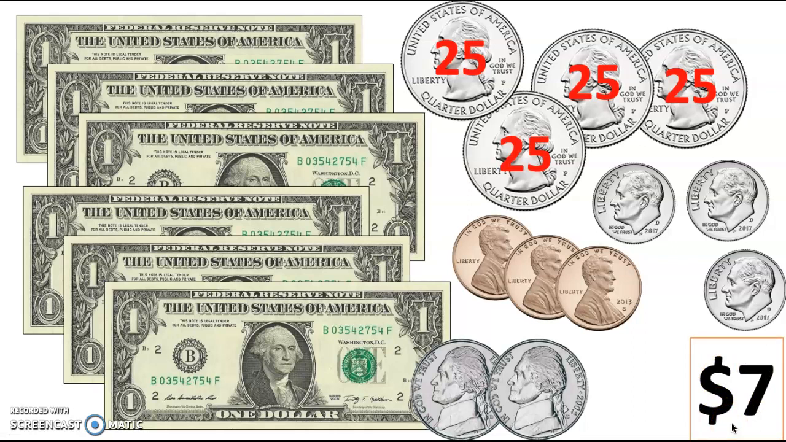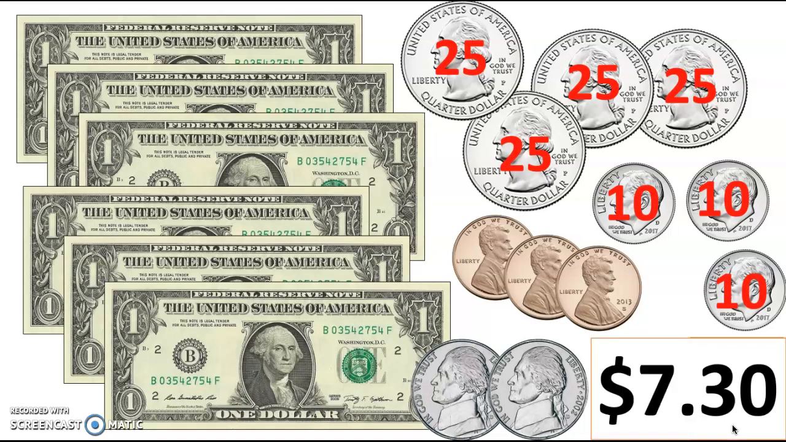Okay, so now let's count the dimes. So dimes are worth 10 cents, so we are counting by tens. Count with me. Out loud, okay? 10, 20, 30. So now we have $7.30. Okay, let's count those pennies.